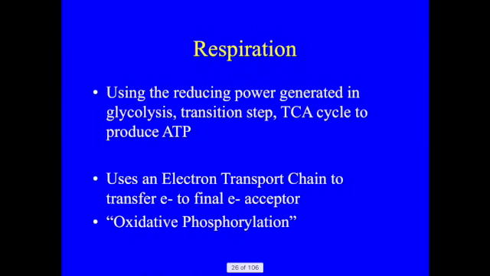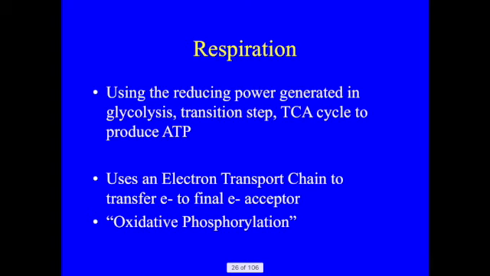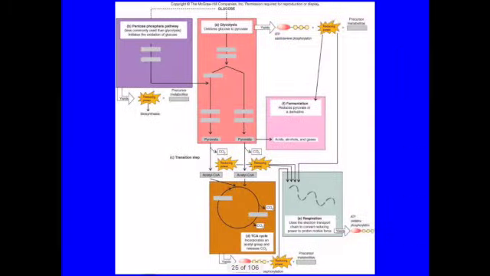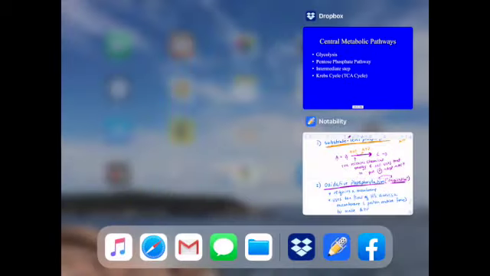Okay, so let's see. These slides are all out of order. We already talked about this. Respiration uses reducing power from glycolysis, and it's called oxidative phosphorylation. This slide is in the wrong spot. I want to talk about these central metabolic pathways again, and no, I don't want to do that. I want to do this.